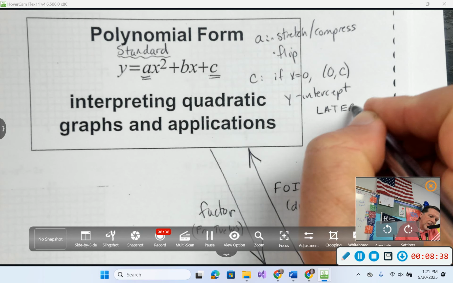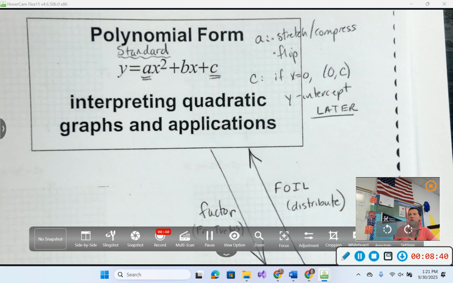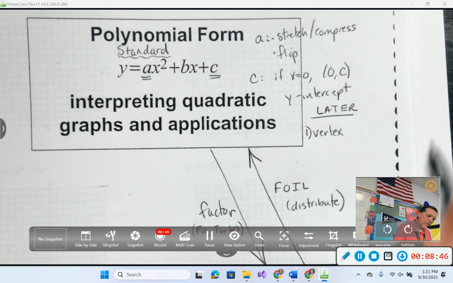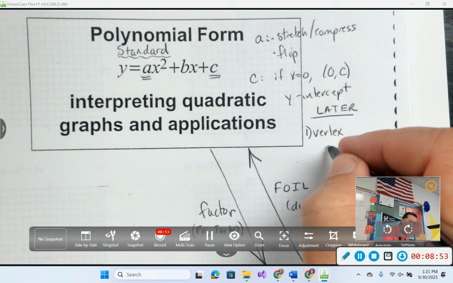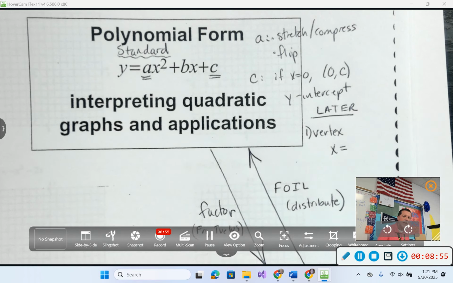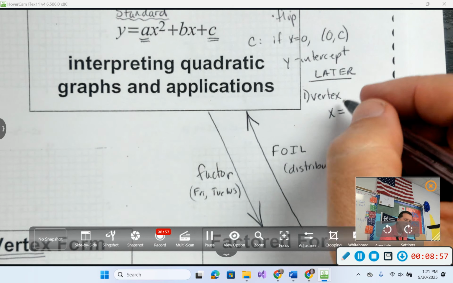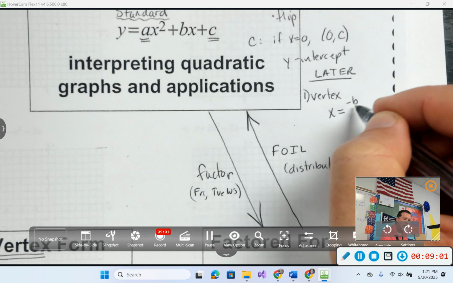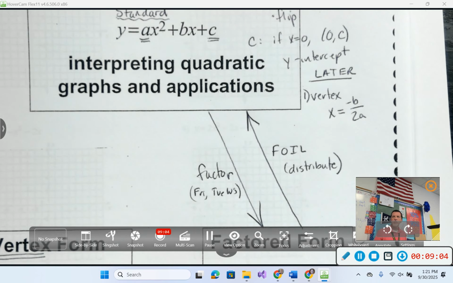Okay, now I'll say a few more things even though we're not really going to talk about them, other than to say we'll get to them later. One is how to find the vertex from that form. It's not as easy as vertex form. You can't just read off the numbers. I think you did this in Algebra 1. The formula to find the x-coordinate of the vertex is negative b over 2a. We'll mess with that tomorrow.